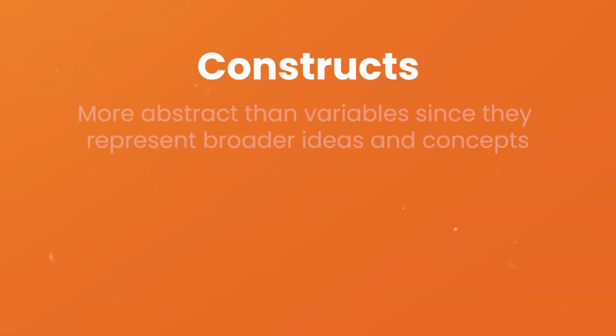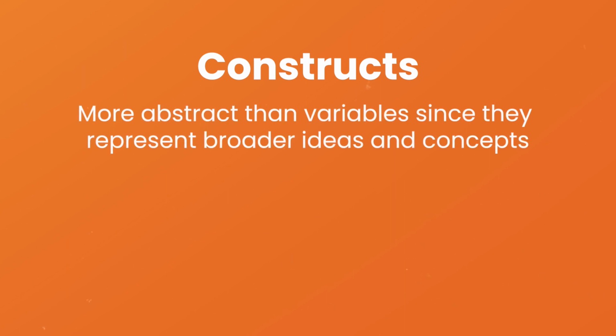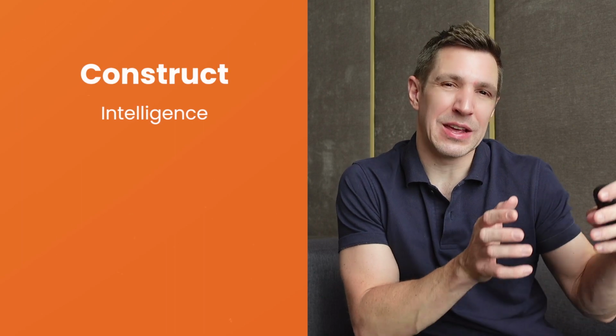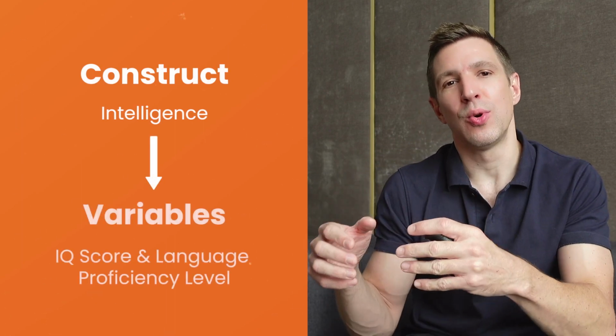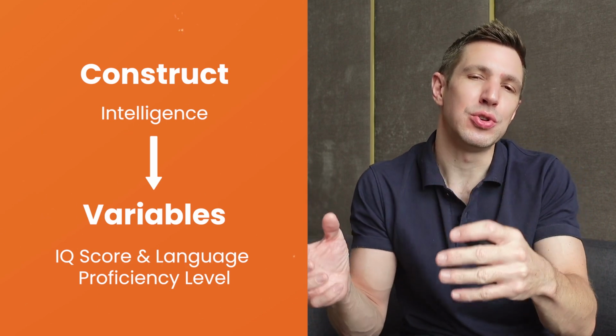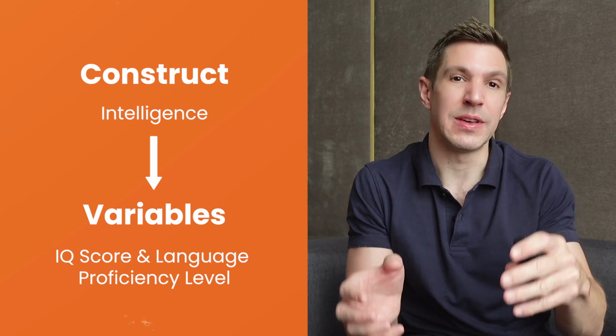Typically, constructs are more abstract than variables since they represent broader ideas and concepts, while variables are really specific measures within those concepts. In other words, as a researcher, you'll typically need to use a combination of variables if your aim is to measure a construct. Thinking back to the example that we looked at earlier, intelligence would be a construct, while IQ score and language proficiency levels would be two potential variables that you could use to measure that construct of intelligence.